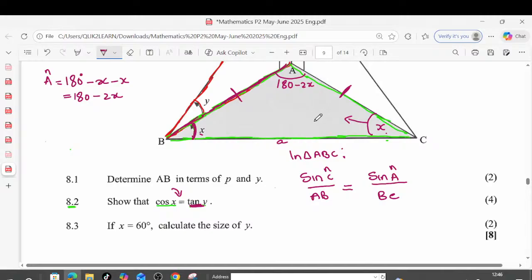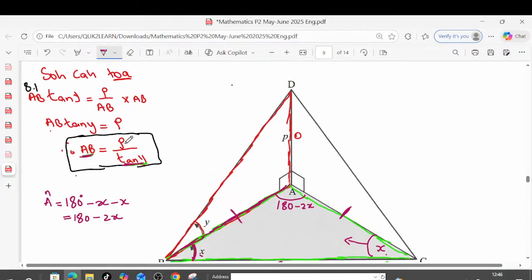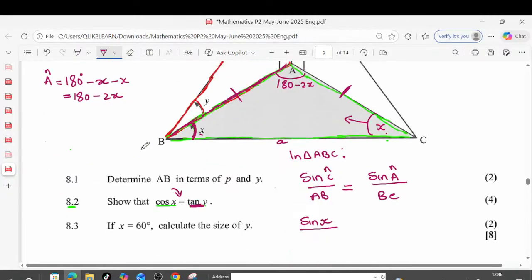So let's work on this. Let's just do the substitution. Let's substitute what we have. The sine of angle C is x over AB. What is AB? We calculated AB to be P over tan y. So I'm just going to put this and say this is P over the tan y.